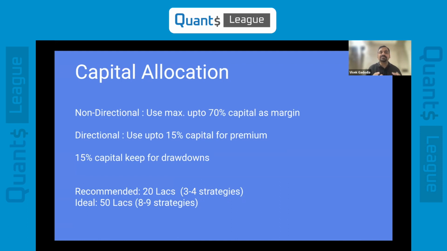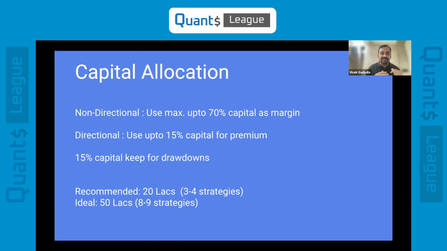Then in directional, we use about 15% of capital as the maximum. Again, this is a maximum because if you're using multiple strategies there, we'll use up to 15% of capital to buy options. Usually it will be like 4-5% we may be using. On average, we might use 7-8% of capital. But if all the strategies are giving signals and everything is full, at maximum we may go up to 15% of the capital. And then the remaining 15% we keep for drawdowns or buffer.